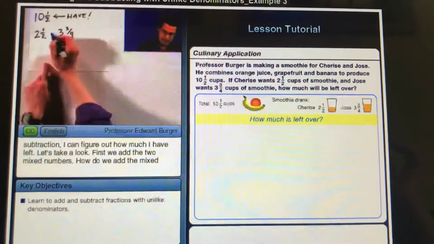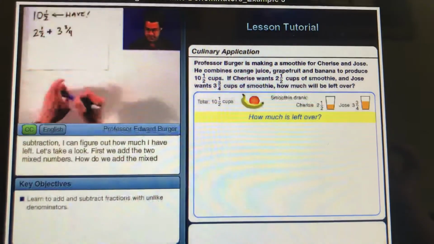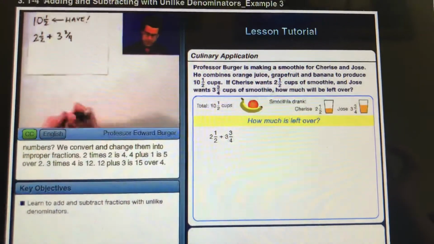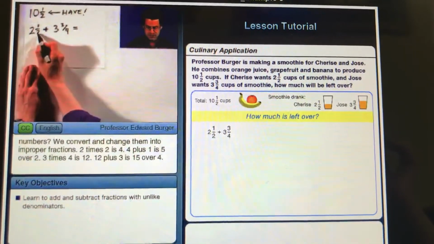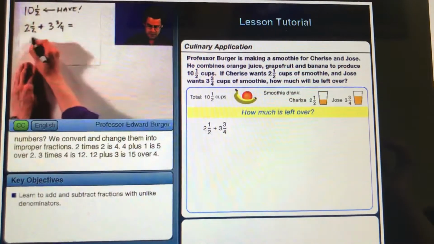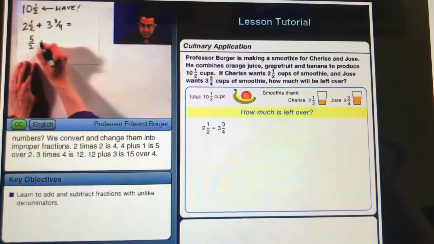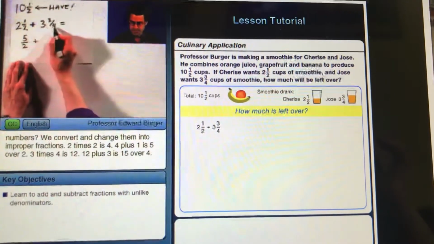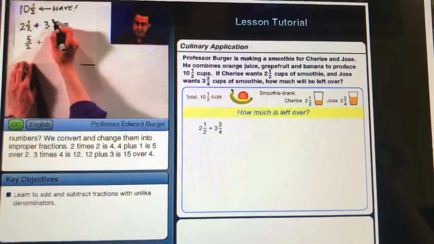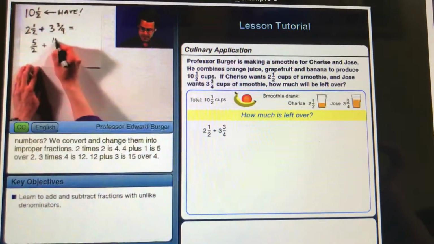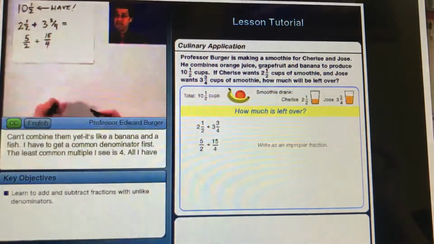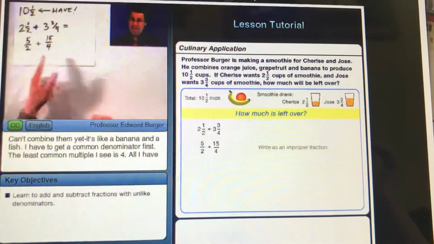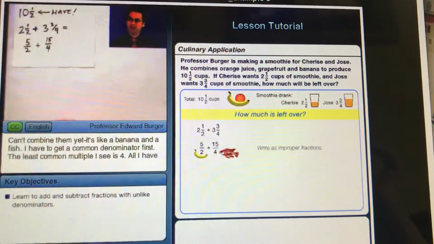We first add these two mixed numbers. So how do we add the mixed numbers? We convert and change them into improper fractions. 2 times 2 is 4, plus 1 is 5/2, plus 3 times 4 is 12, plus 3 is 15/4. Can't combine them yet. It's like a banana and a fish. I have to get a common denominator first.